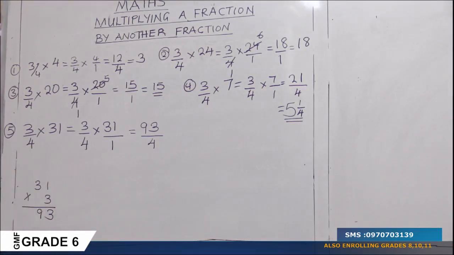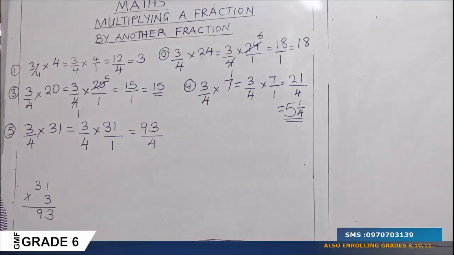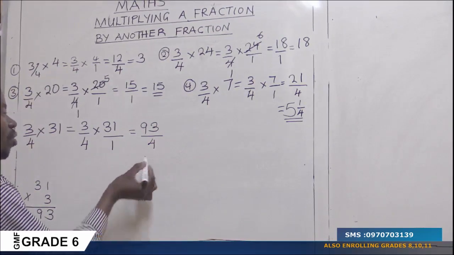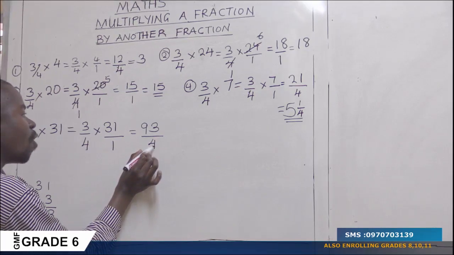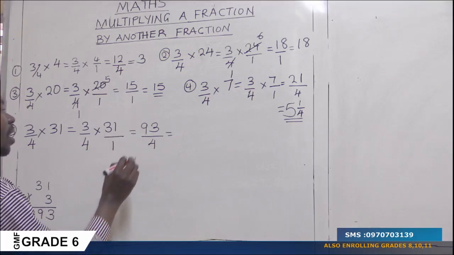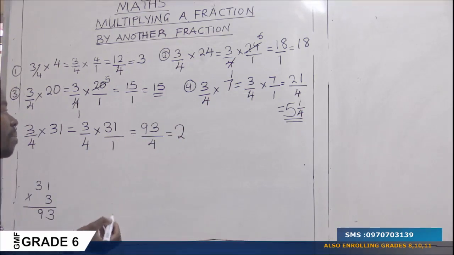Okay, so boys and girls, from there you ask yourself, how many times does 4 go in 93? So you can say 4 into 9. How many times does 4 go into 9? So 4 goes 2 times in 9, remainder 1.